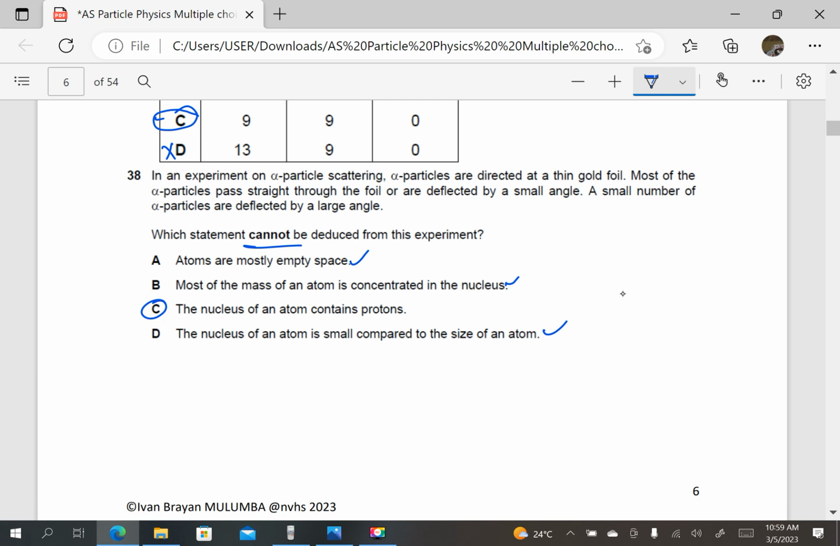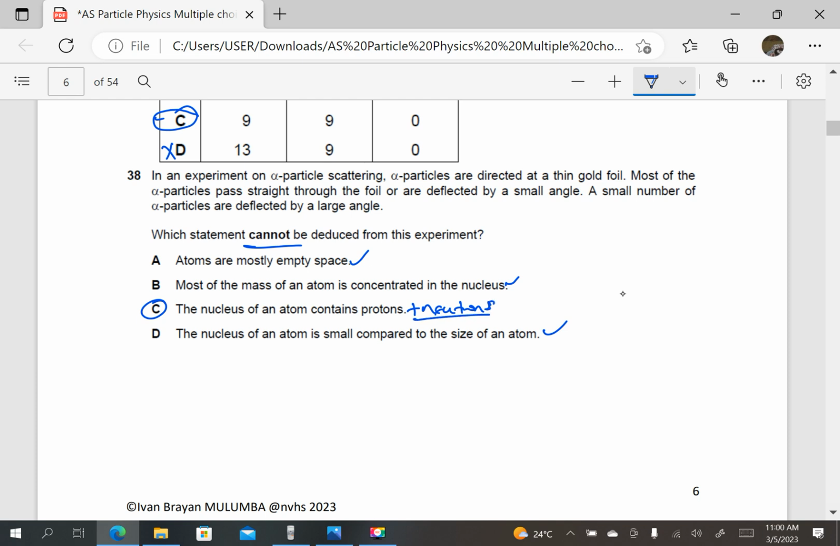Although we can conclude that the nucleus is positively charged, we cannot directly conclude that the nucleus of an atom contains protons by simply looking at the alpha particle scattering, because the nucleus also contains neutrons.